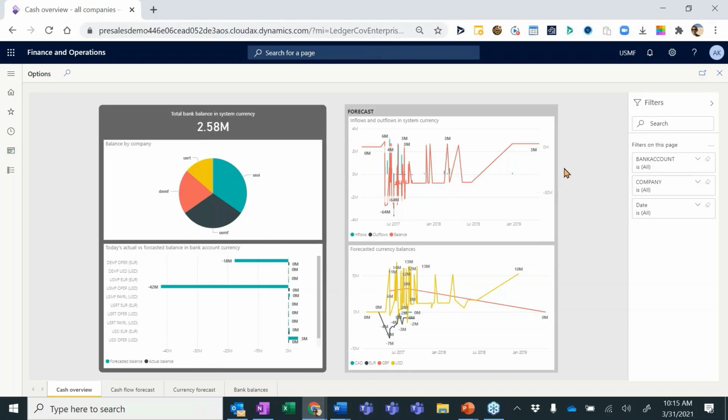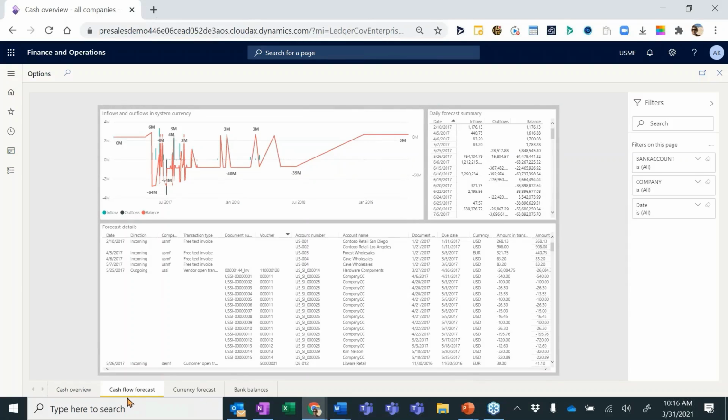What is my cash flow forecast based on what is currently set up in the system in terms of inflows and outflows? And then my forecasted currency balances, looking at 4 different currencies here: Canadian dollar, the euro, British pounds, and the US dollar. Down at the bottom, I have some more tabs, and this is where we're seeing Microsoft adding more and more functionality as they're expanding these tabs.